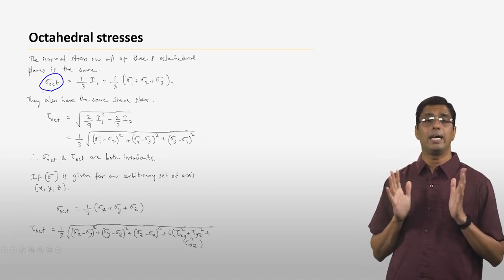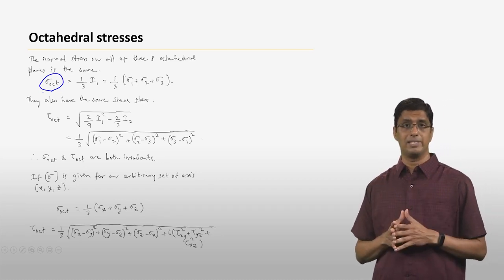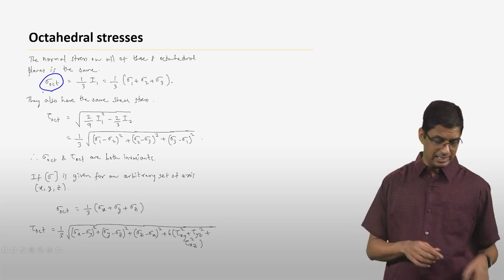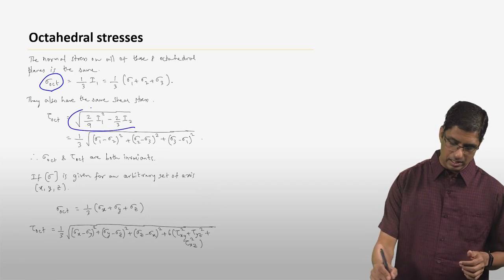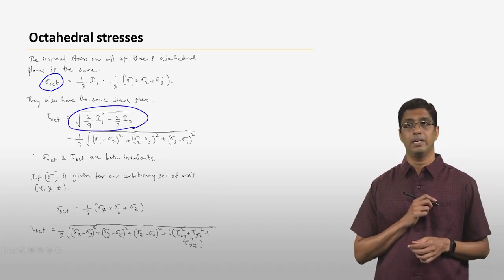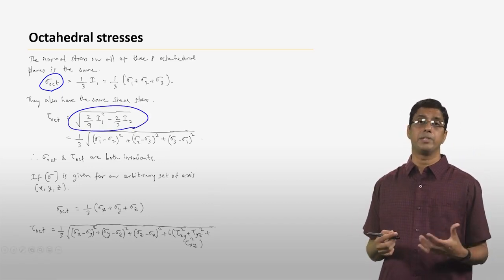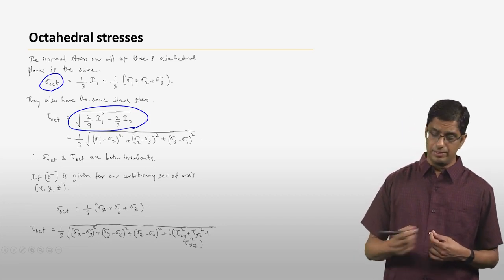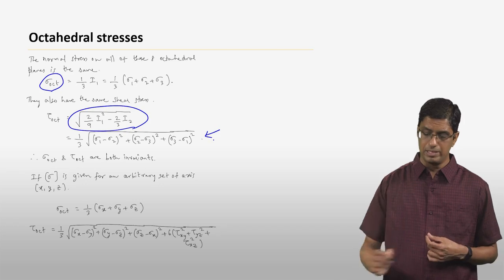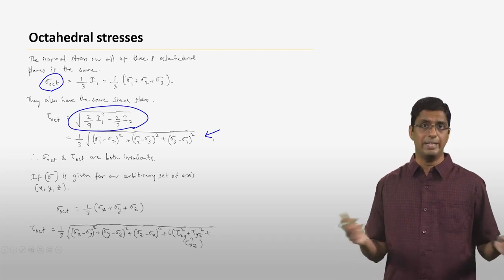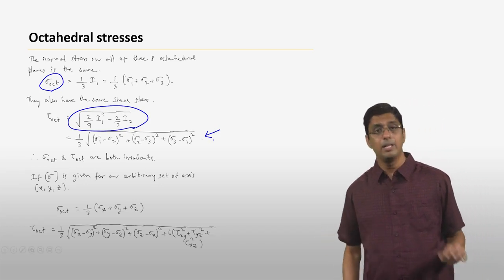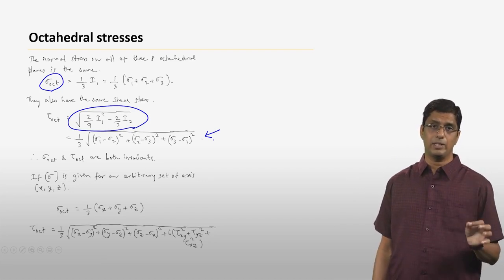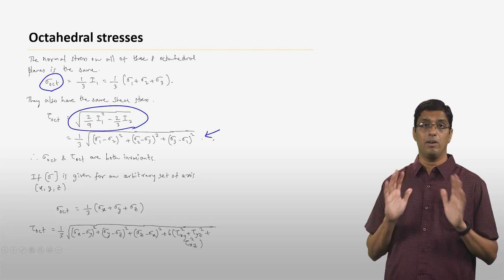And the shear stress on all these 8 planes is also identical in magnitude, and that is given by this expression here. You can write it either in terms of the invariants I1 and I2, or in terms of the principal stresses sigma 1, sigma 2, and sigma 3. They are equivalent expressions. But the main thing to notice is that sigma octahedral and tau octahedral are essentially the same on all these 8 planes.